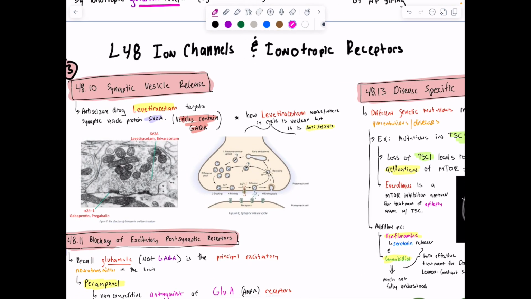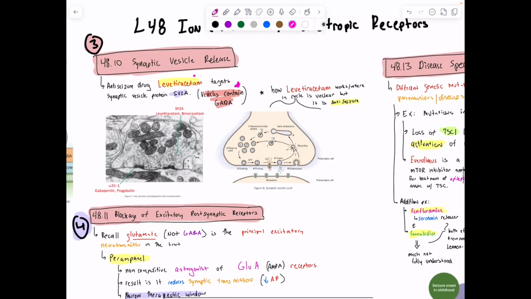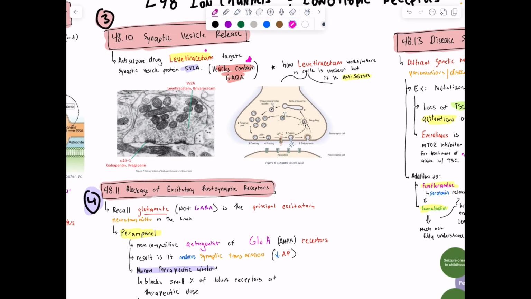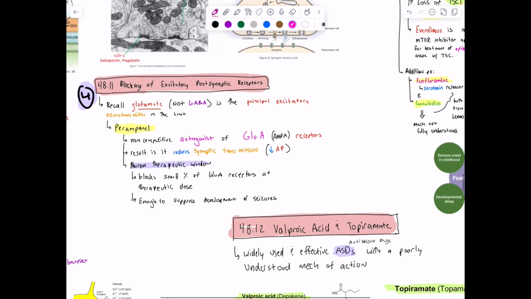All right, then we have a potential quiz question. Synaptic vesicle release. The anti-seizure drug levetiracetam targets the synaptic vesicle protein SV2A, which are vesicles that contain GABA. How it works is a little unclear, but the basic idea is that you're going to encourage GABA release into the synapse to do its inhibitory effects.